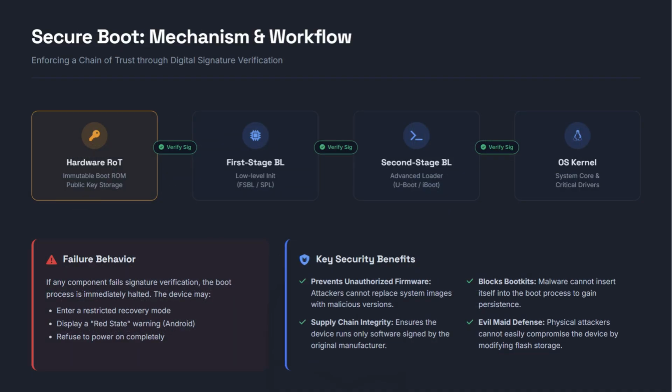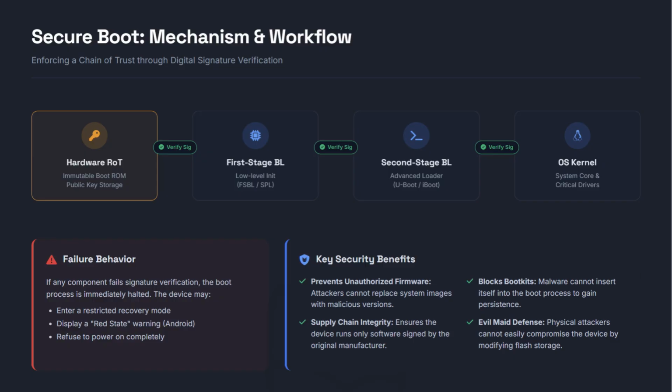Secure boot is one of the most widely used mechanisms to enforce boot integrity. Its main purpose is to ensure that only digitally signed and verified software components can run during the device startup process. The process begins with the boot ROM, which is stored in immutable hardware. This component contains the public keys used to verify trusted firmware.